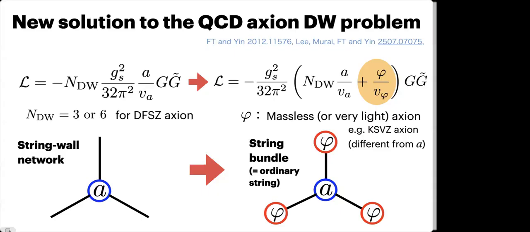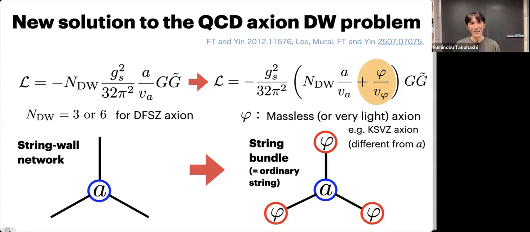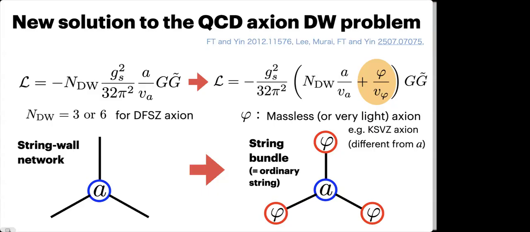I see. So far you believe this is the most generic solution for the domain wall problem, which can still apply to the DFSZ model as well. Yes, of course, I like this solution, but I don't say this is superior to the other solutions. This is another solution to the domain wall problem. Thank you very much.